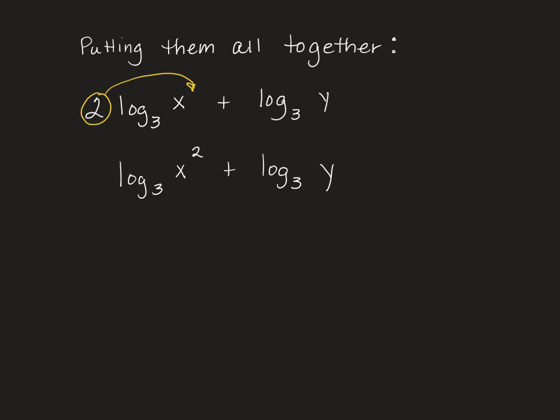I'm now going to check. My bases are the same, and I'm adding. So that means I want to multiply them. This means this becomes log base 3 of x squared y. Done. Okay? I took it from being more than one logarithm, and I got it down to 1 logarithm.